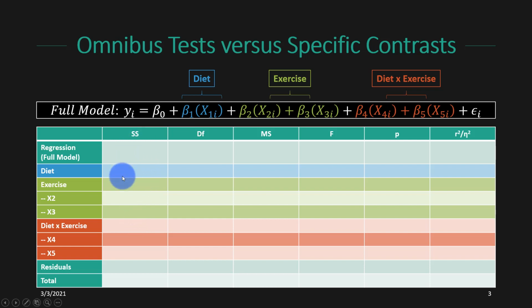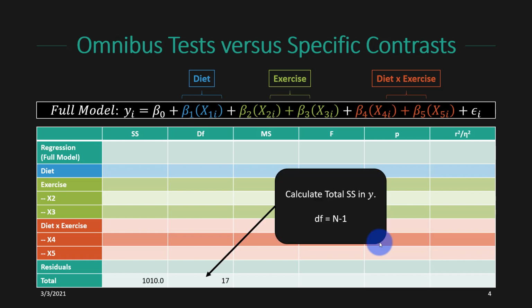And we're going to work out how to fill in these sums of squared errors, and then we're going to work our way across the table from the left in order to calculate the F statistics and then get the p-values for all of the different statistical tests we might want to conduct in this situation. So first, let's start by calculating the total sum of squared errors in Y. In this example, it happened to be 1010, and we can get a degrees of freedom here, which is n minus 1, and we had 18 observations in this data set. And n minus 1 is n minus the number of estimated parameters.